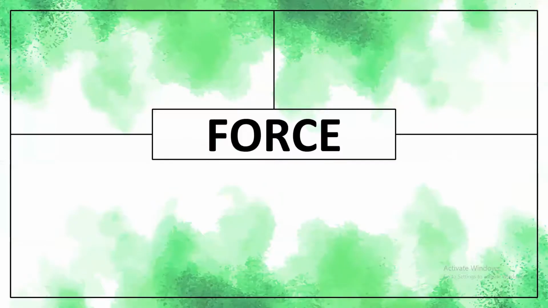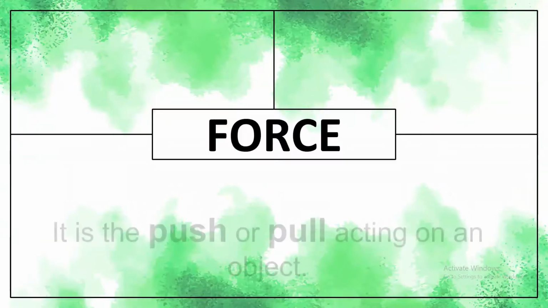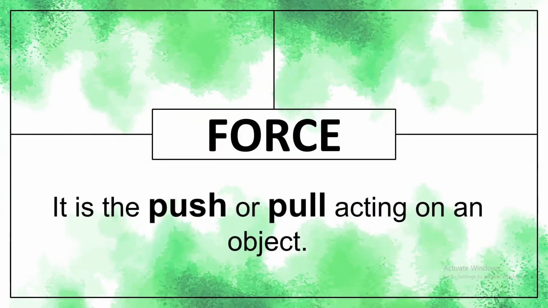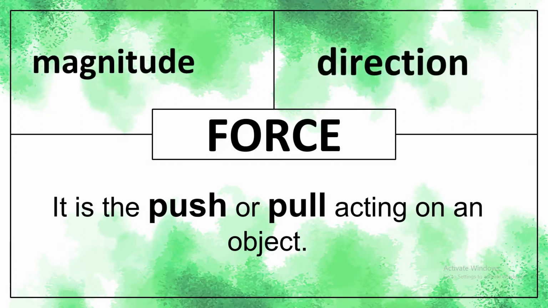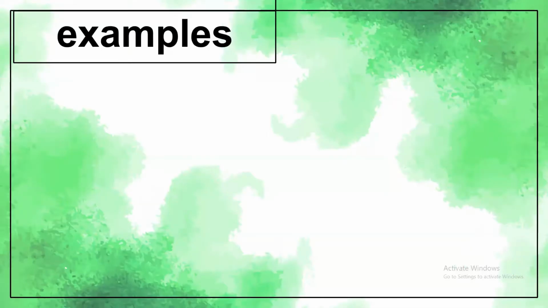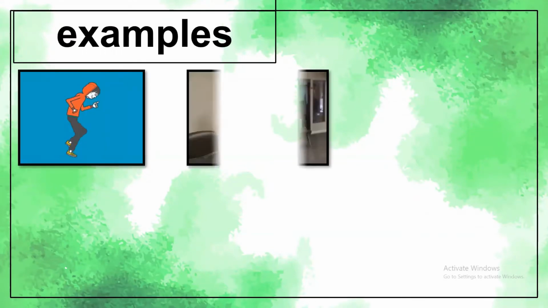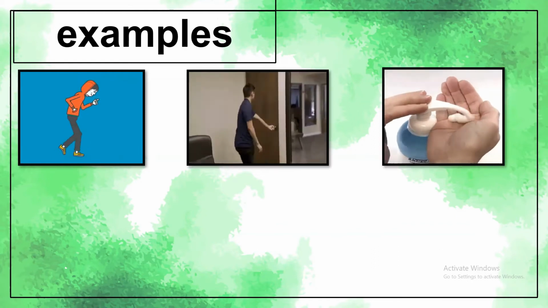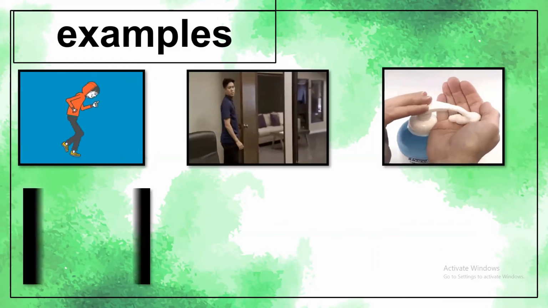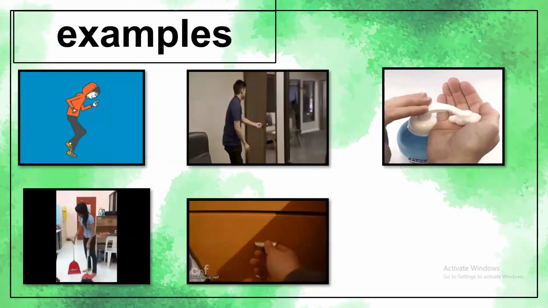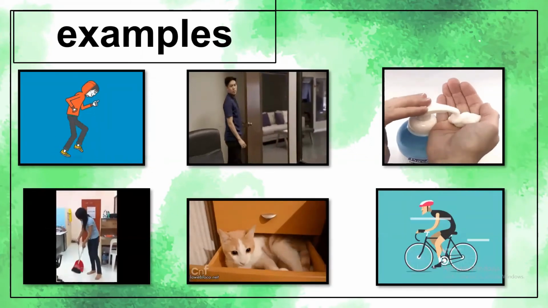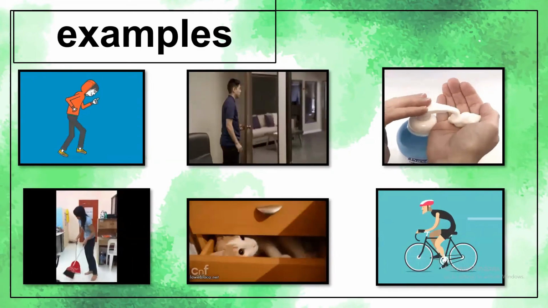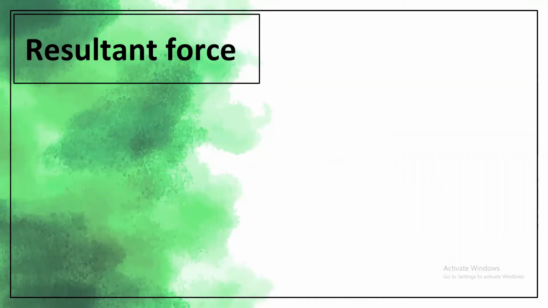Last Monday, you learned that force is the push or pull acting on an object, and it has both magnitude and direction. You also learned that we use force in our day-to-day life, like walking, opening and closing the door, pushing or pumping a plastic pump soap or shampoo bottle, sweeping the floor, opening a drawer, riding a bicycle, and many more. Now, let's talk about resultant force.